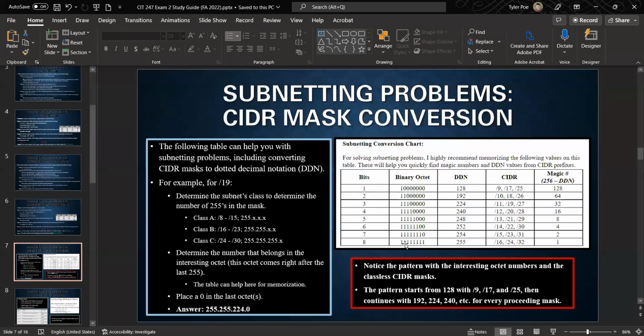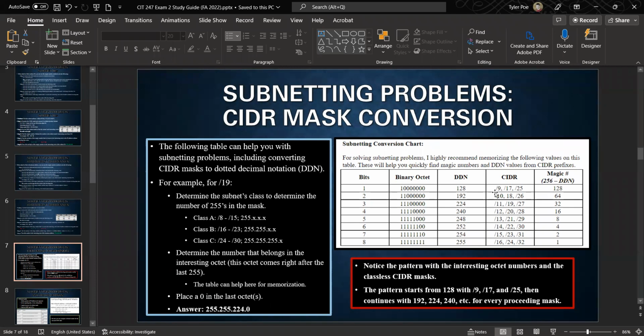I do want to stress again, write down these numbers on a piece of paper over and over again, and you can memorize them, and which mask each correlates to, just by writing them down. Write down 128, 192, 224, 240, 248. Write them down on pieces of paper over and over and over again. That's one way I memorized this.